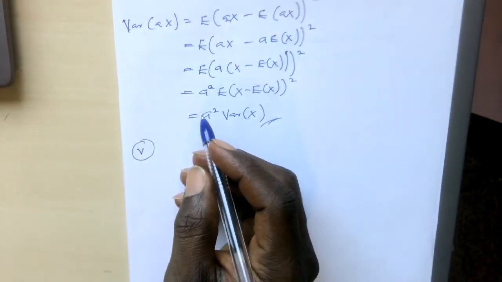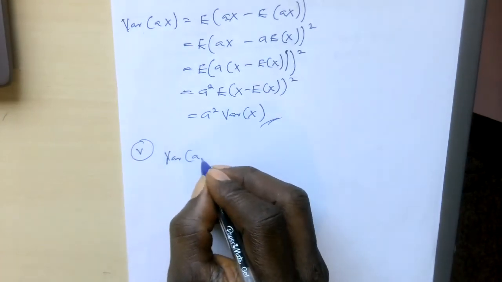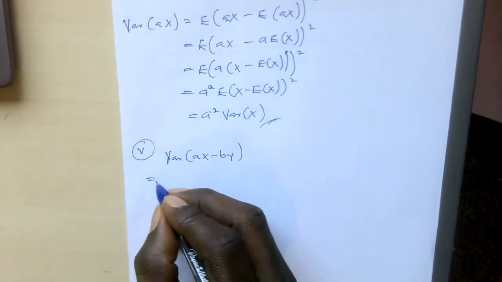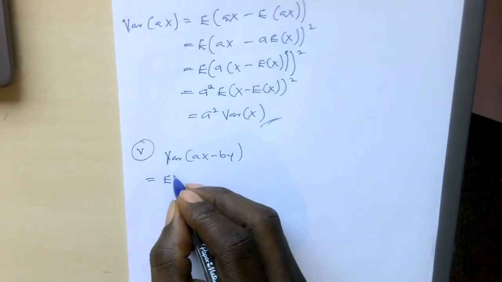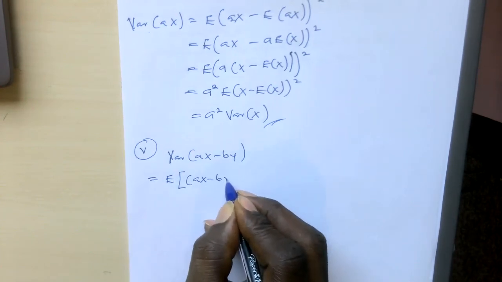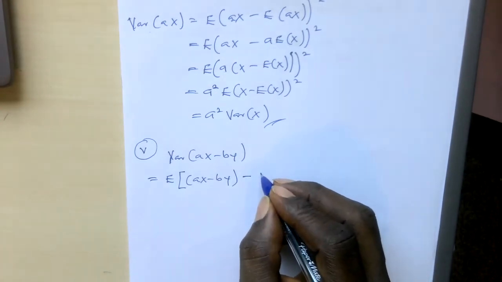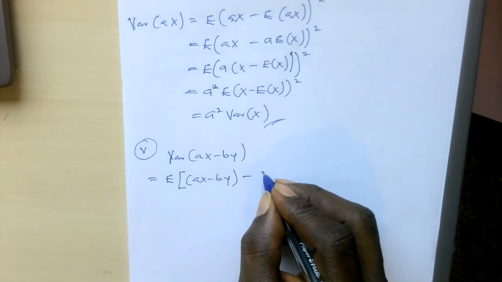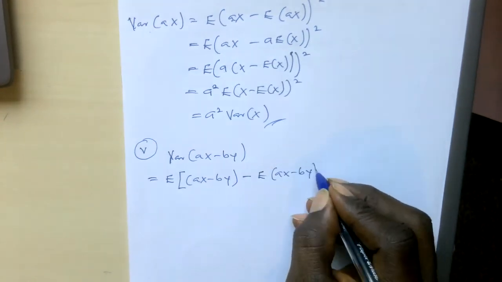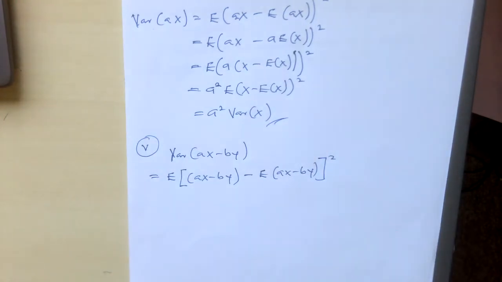So here, what we need to do is to specify what this actually means. The variance of ax minus by. What does this mean? This is what it means. It means the expected value of ax minus by, minus the expected value of ax minus by, all squared. Yeah, that's basically what it means.